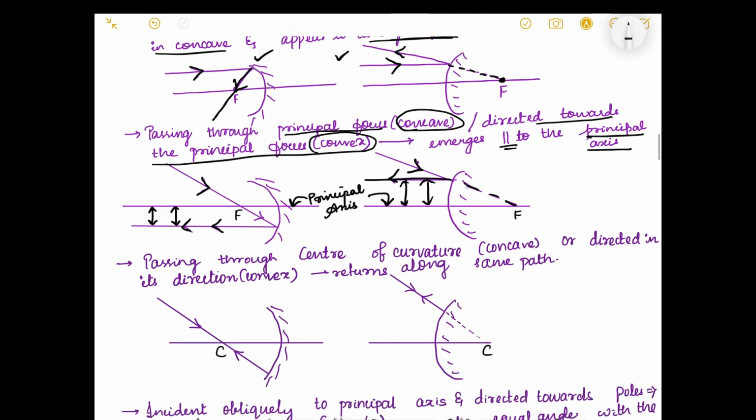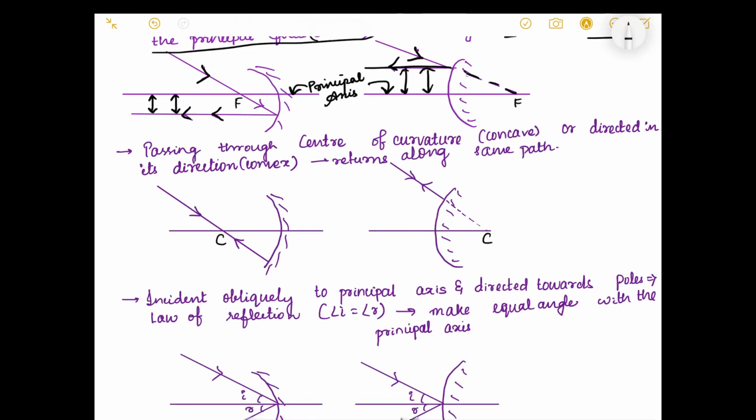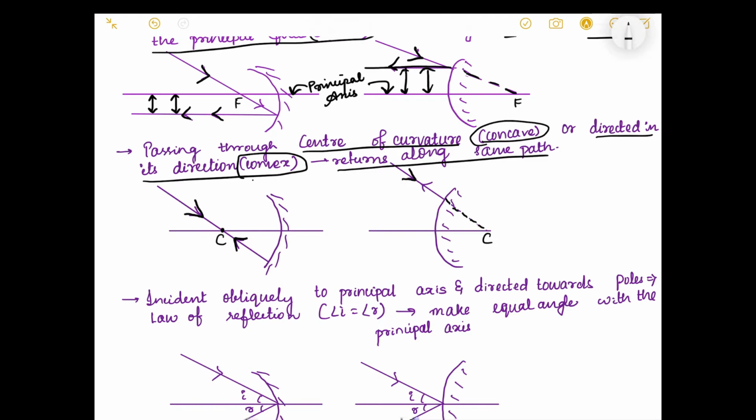Now if a ray of light passes through the center of curvature in a concave mirror or is directed in its direction in the case of a convex mirror, then it returns along the same path. Now consider this ray. It passes through the center of curvature, so it is reflected back in the same direction. Consider this ray. It is directed towards the center of curvature.